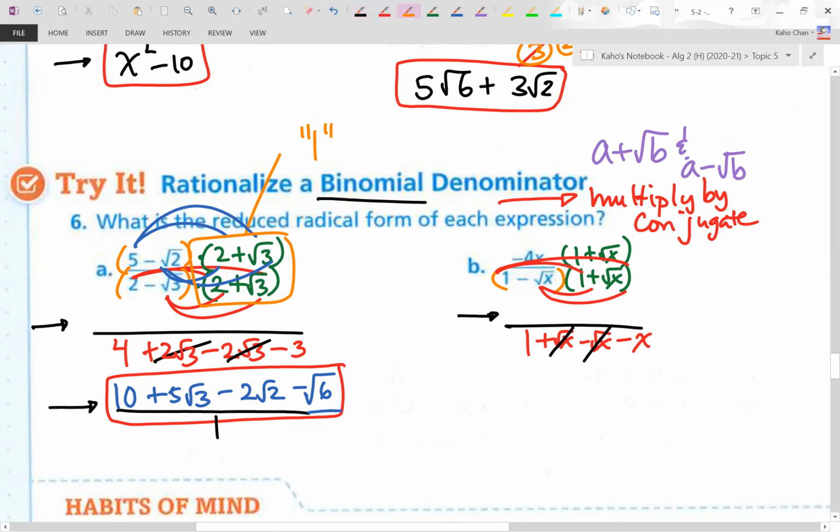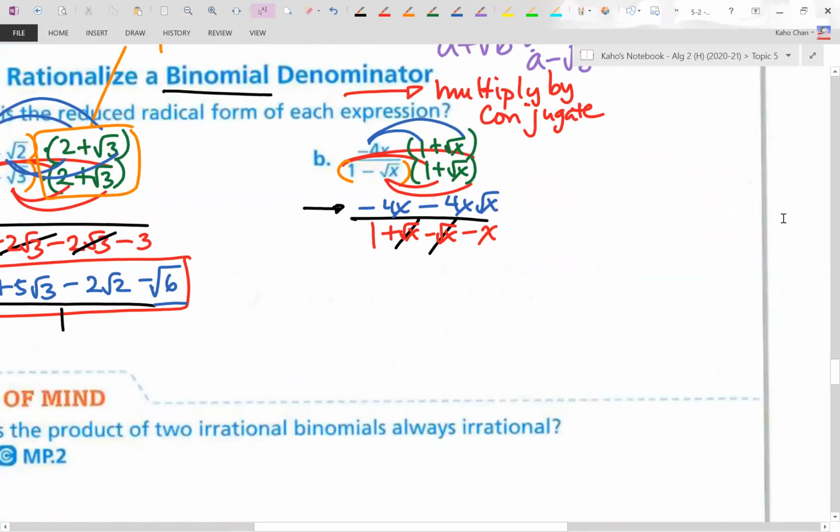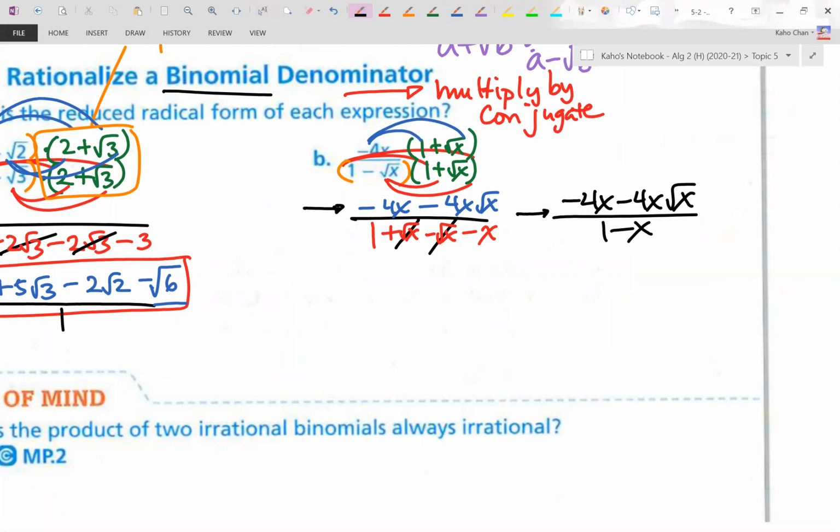Let's do the numerator. Looks like the distributive property. Here we go. Negative 4x times 1 is negative 4x. And negative 4x times root x is minus 4x root x. All right. This is a little crazy here. We now have negative 4x minus 4x root x over 1 minus x. Now you might think that we're done. In fact, we are done. But you can always check, though. You guys want to check. You never know whether or not we can factor out something to reduce or not. But that is the answer.